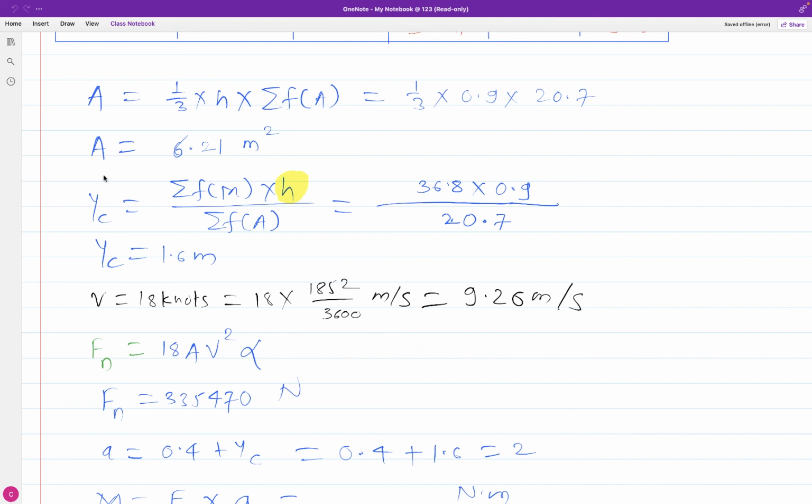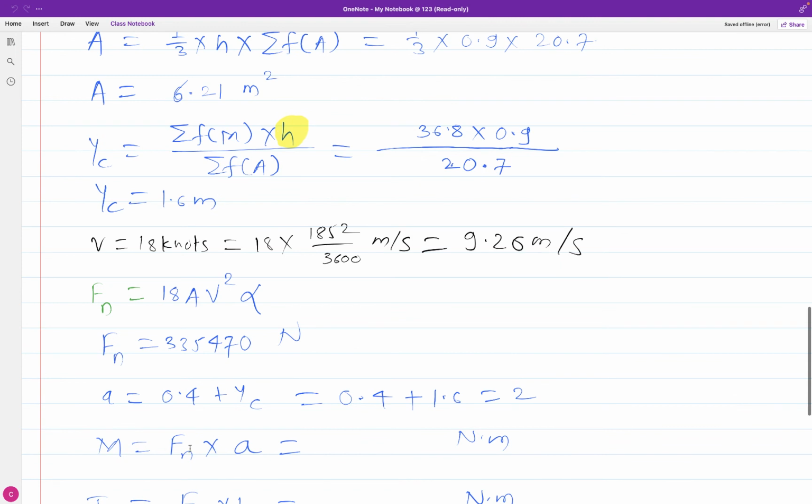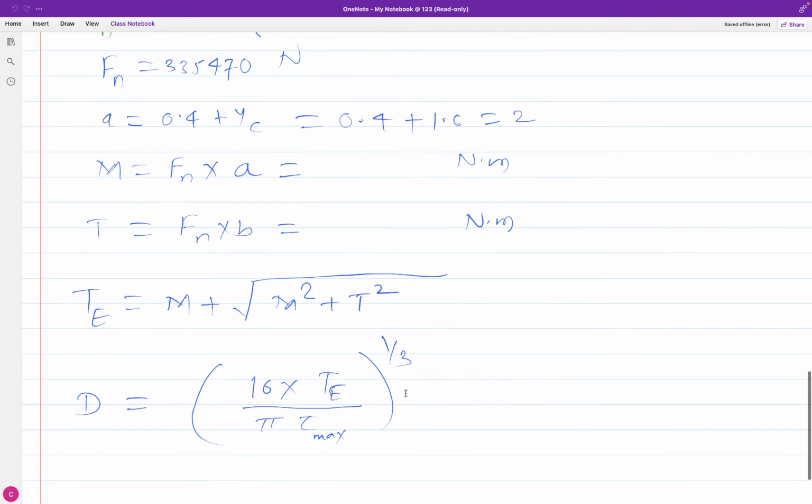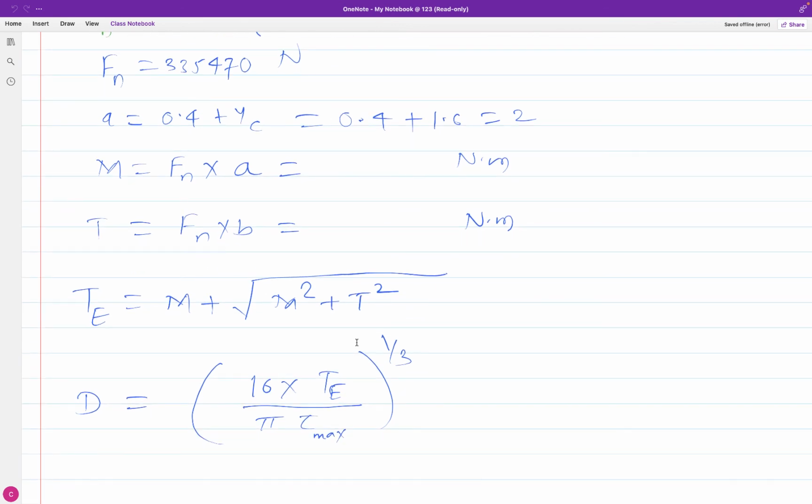So we calculated the area, then we calculated YC, then we have V, then we will get Fn with the help of this relation. Here we have already got the area. You have to put this in and do the calculation. Here calculations are missing. Then we will get small a, here 2 meter. Then we will get the moment M in Newton meter. Then we will get the torque, then the equivalent torque, and at the end the diameter. You got this point now?